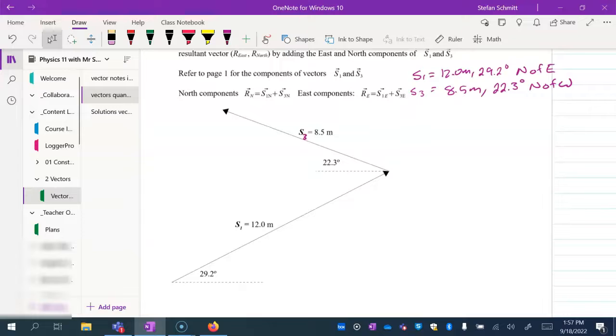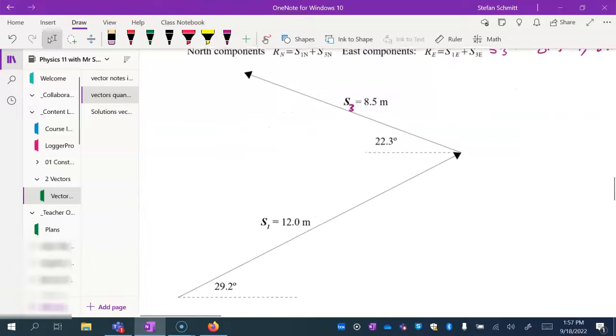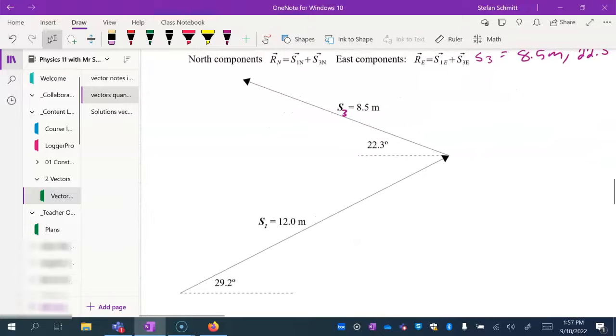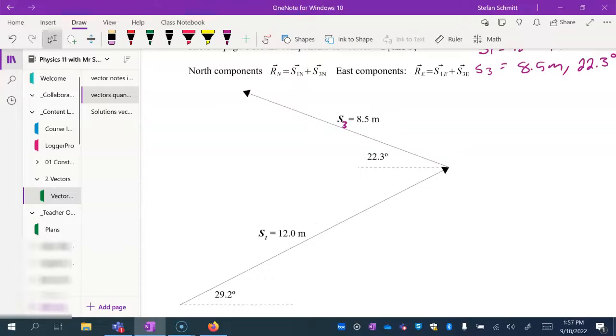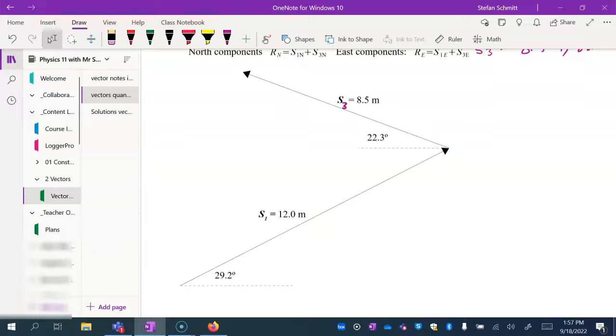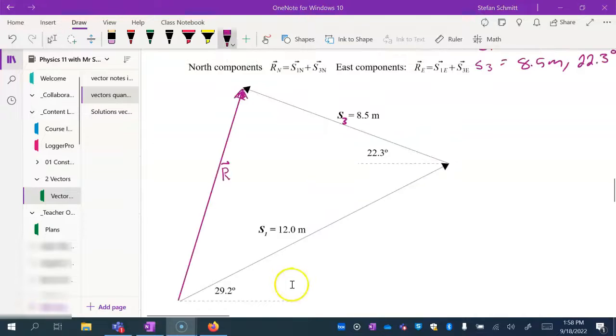So let's go ahead and draw the diagram. Well, it's already been partially drawn for us. You can see vectors S1 and S3 have been drawn and arranged head to tail on the page. Let's draw the resultant vector, the sum of these two vectors. There is vector r extending from the tail of the first vector to the head of the second vector.